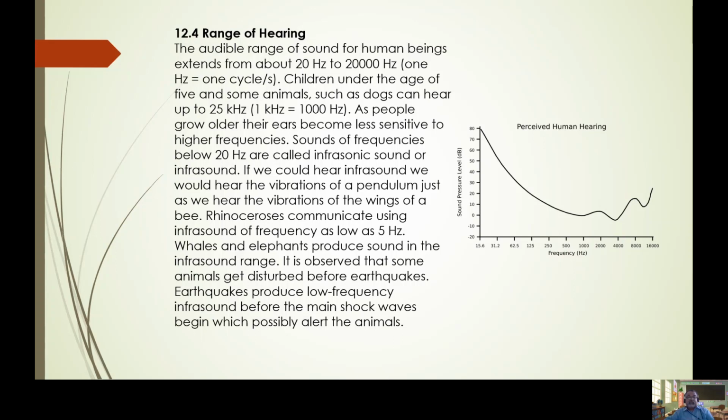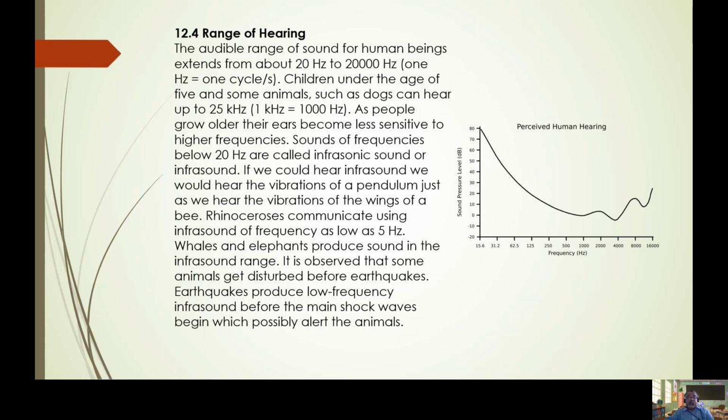Sounds of frequencies below 20 hertz are called infrasonic sound or infrasound. If we could hear infrasound, we could hear the vibrations of a pendulum, just as we hear the vibrations of the wings of a bee. Rhinos communicate using infrasound of frequency as low as 5 hertz. Whales and elephants produce sound in the infrasound range.